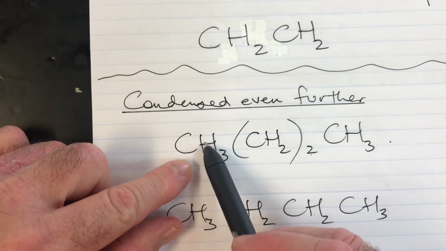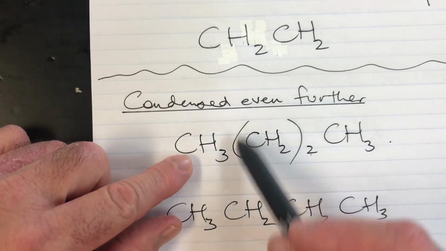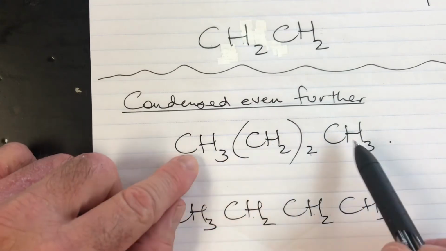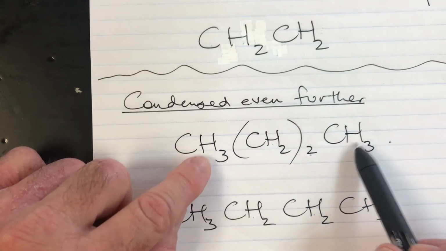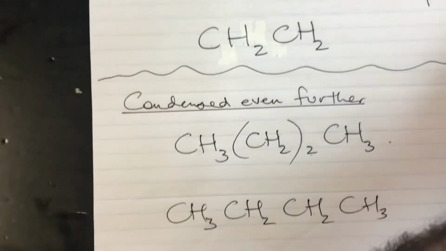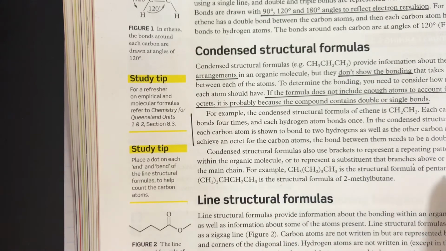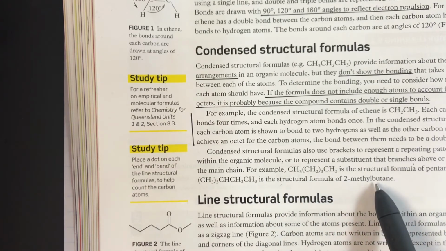When you condense structural formulas even more like this, by adding brackets, it's a good idea to keep the ends the same. There's another couple of examples in the textbook here. Have a read. They give an example of 2-methylbutane.